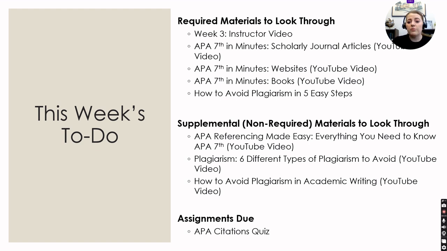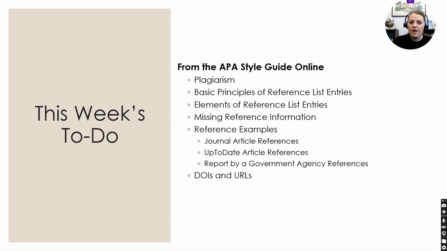For supplemental or non-required materials, we have APA Referencing Made Easy, everything you need to know about APA 7th. We have Plagiarism and 6 Different Types of Plagiarism to Avoid, as well as How to Avoid Plagiarism in Academic Writing. All 3 of those videos are underneath the supplemental materials tab. And for this week, our assignment is the APA Citations quiz. We also have the APA style guide.